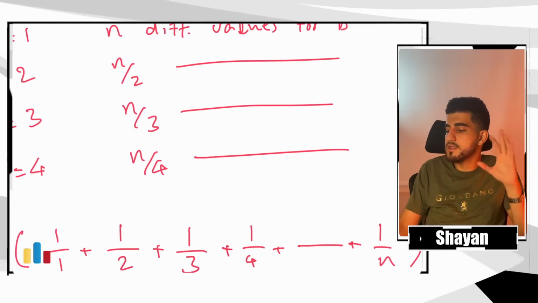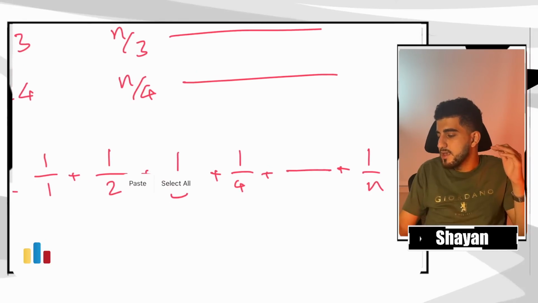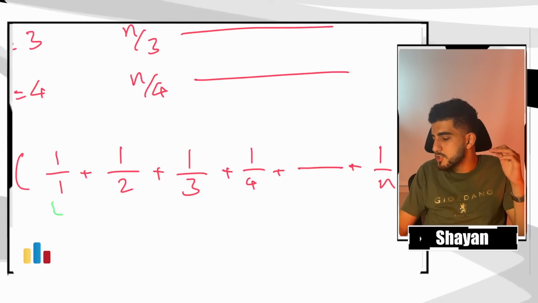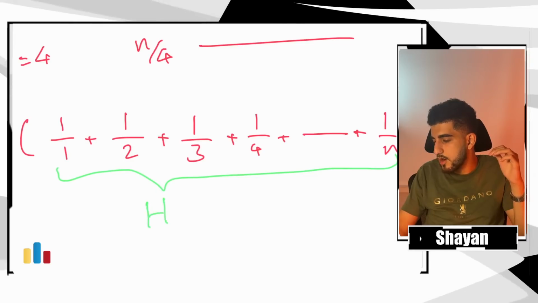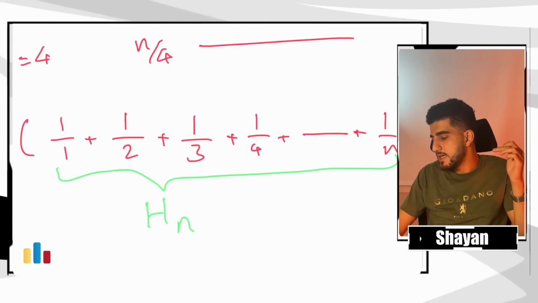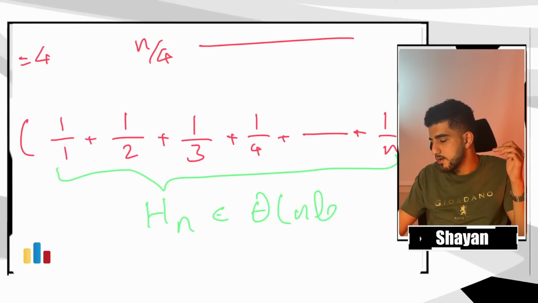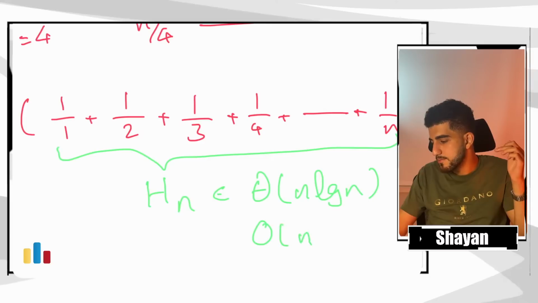Instead, it is n plus n half plus n third plus n fourth. So it's n times this. And this value can be shown to be small. The name of this is H of n, the harmonic number of n. And it can be shown that it is from theta of n log n. In other words, it is of O of n log n.